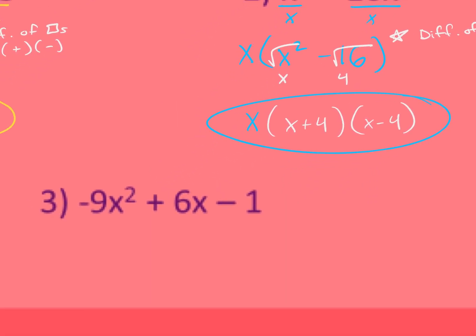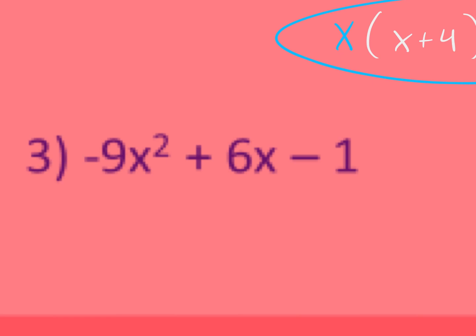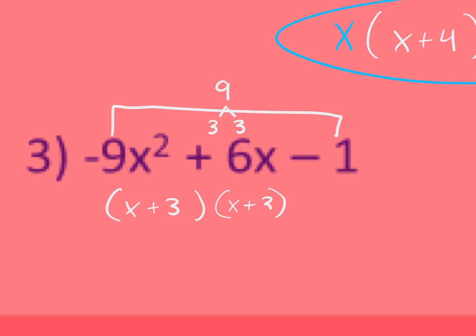All right, let's look at number 3. What can we do to factor here? The thing we learned today. Our leading coefficient is not 1, so we want to multiply the first times the last. So what's negative 9 times negative 1? Positive 9. What are 2 factors of 9 that add to 6? 3 and 3. So in our parentheses, we have x plus 3 and x plus 3. Am I done? What do I have to do next?